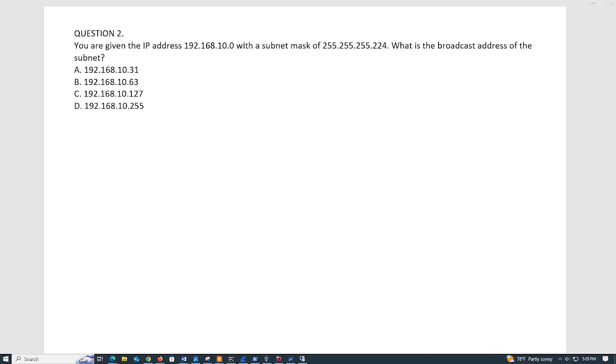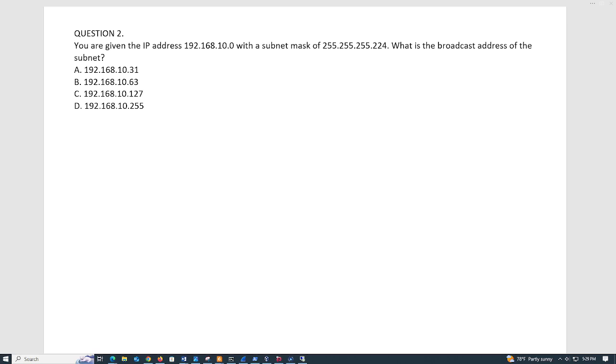Here is question 2 from February 26 subnetting questions. You're given the IP address 192.168.10.0 with a subnet mask of 255.255.255.224. What is the broadcast address of the subnet?